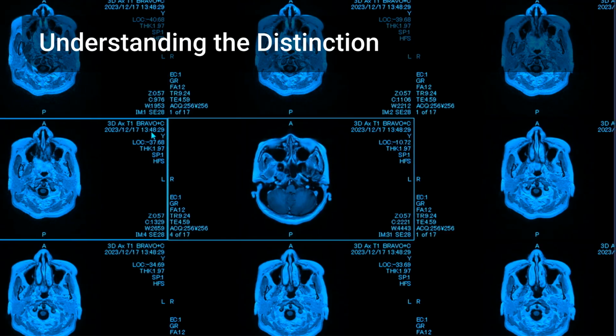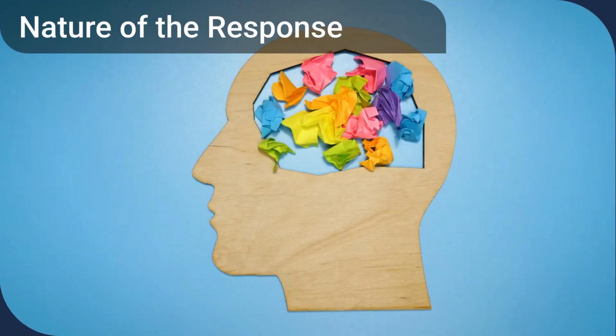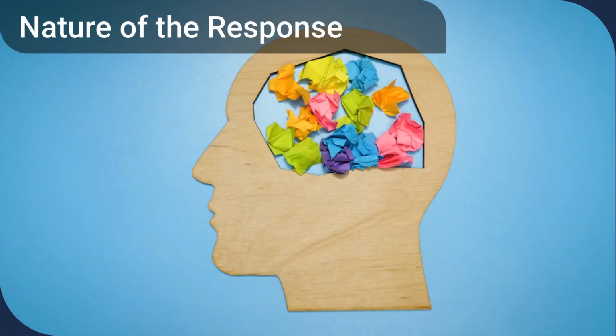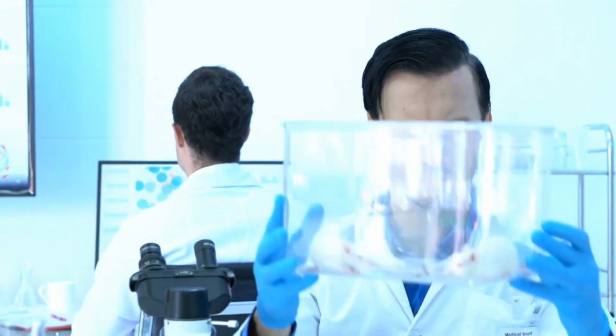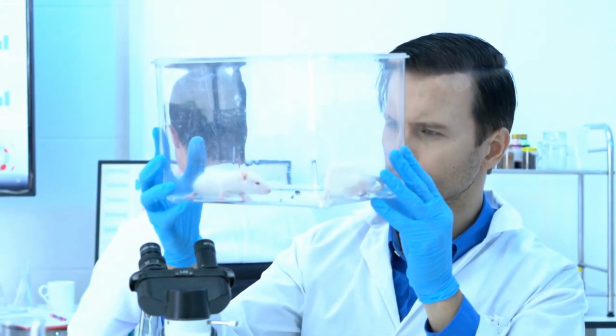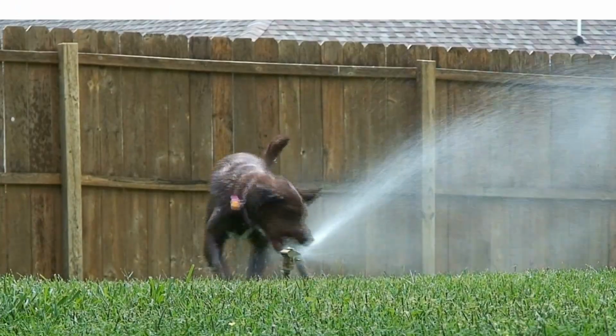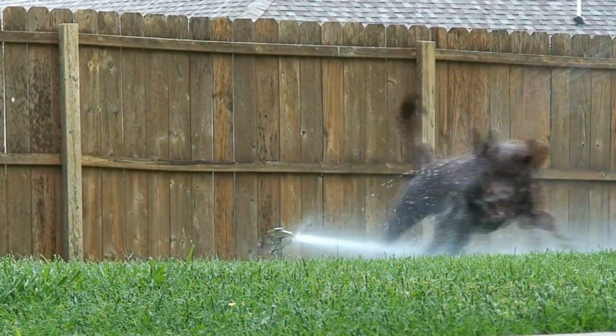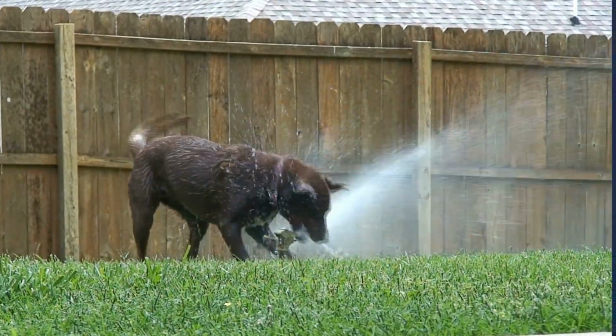Let's explore these nuances. The first major difference lies in the nature of the behavioral response elicited by each type of conditioning. In classical conditioning, responses are involuntary and reflexive, like a natural bodily reaction. Conversely, operant conditioning involves voluntary, goal-directed behaviors that an individual chooses to perform.